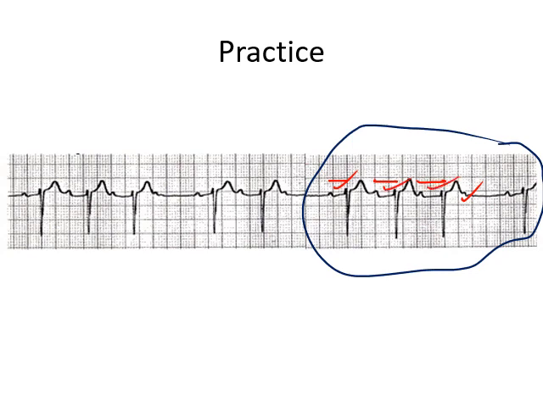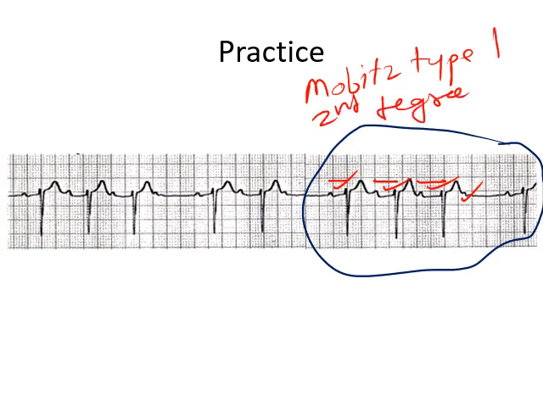So can you guys remind me of a condition in which there is progressive prolongation of PR interval and a missed beat? We haven't gone through it yet, however I am going to talk about it in detail in my fourth lecture. Yes, you are correct, it's Mobitz type 1 second degree heart block. Mobitz type 1 second degree heart block.